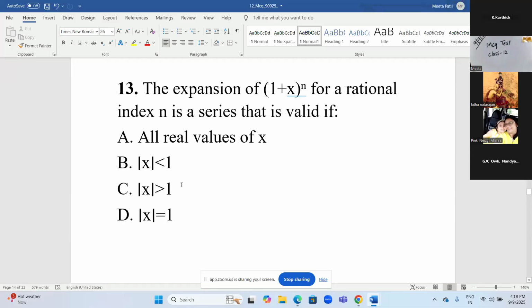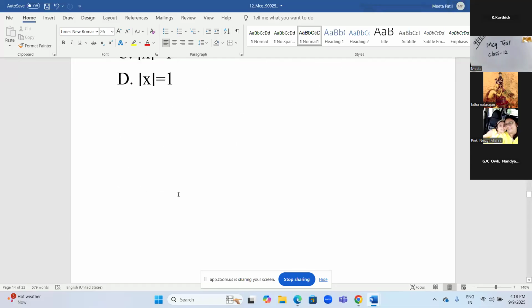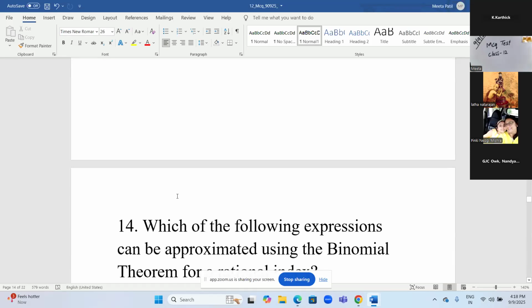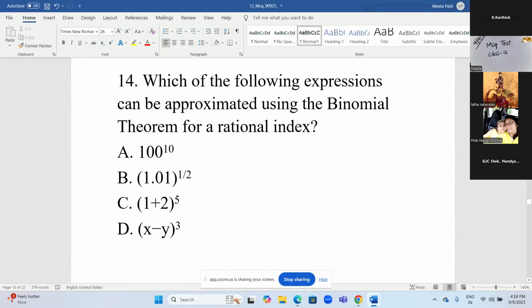Okay. So next we are moving for the next question now. So your 14th question is, which of the following expressions can be approximated using the binomial theorem for the rational index? Option A, 100 power 10. Option B, (1.01) power 1 by 2. Option C, (1 + 2) power 5. Option D, (x - y) power 3.